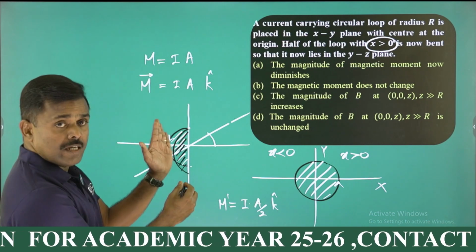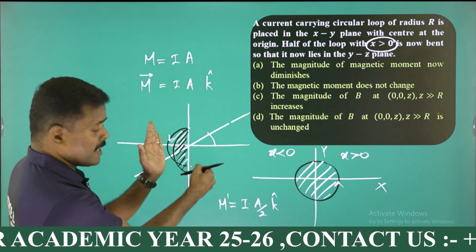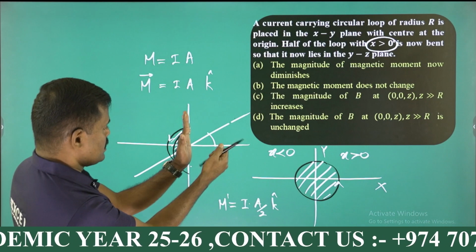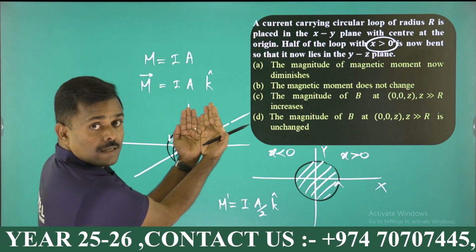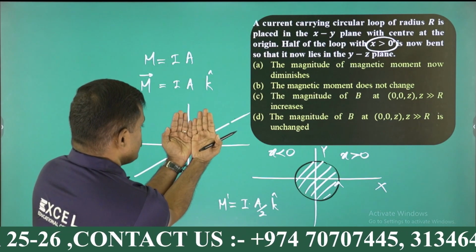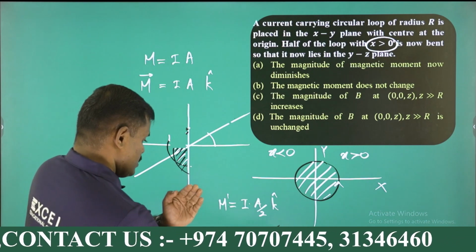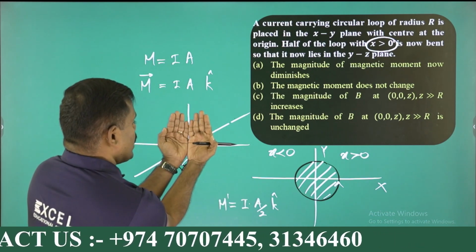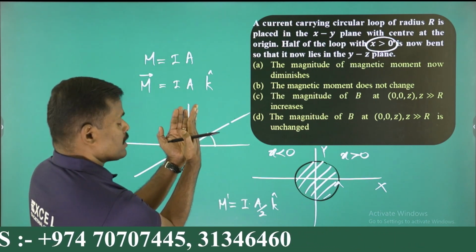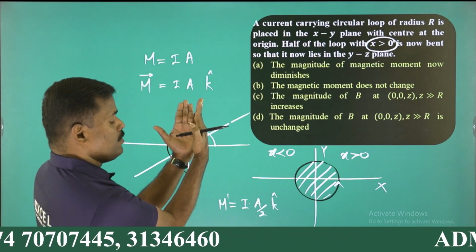The magnetic moment, the area vector, is where? The area vector is to the right. So it was like this. Look at my palm here. You know, it was initially like this. Now I've just bent one part of it in this direction. So look at them now.